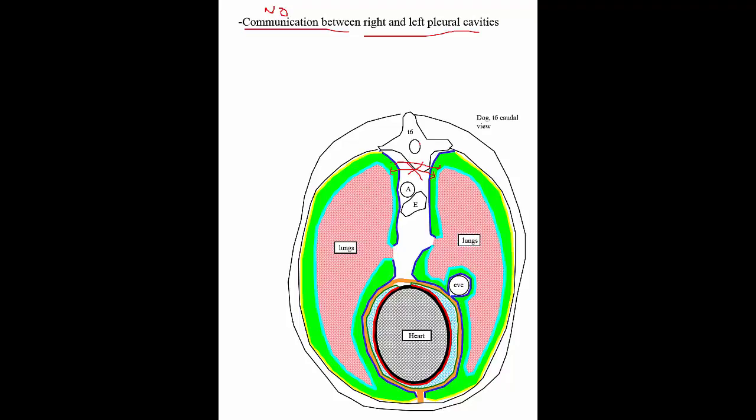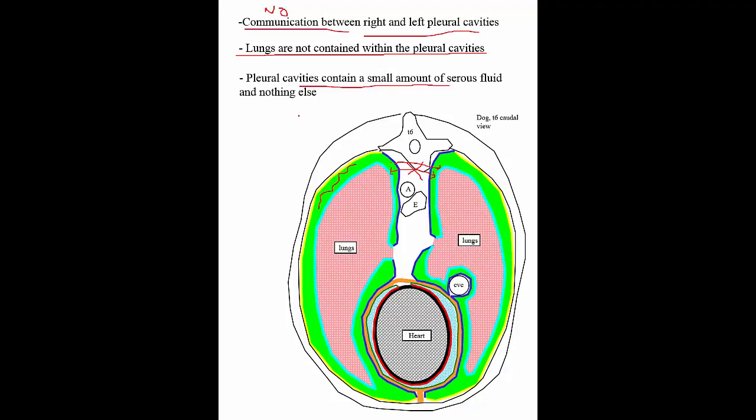But in animals, you have to be prepared for inconsistencies in the completeness of this mediastinum. Another very important point, the lungs are not contained within the pleural cavity. So again, this green space is the pleural cavity. The lungs are not inside of that. There's nothing inside the pleural cavity, just basically a small amount of serous fluid for lubrication.